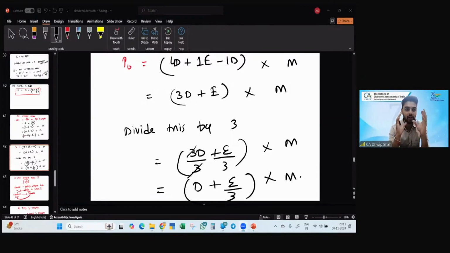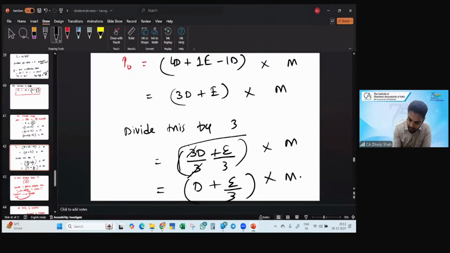The ultimate logic of Graham and Dodd is that more weightage should be given to dividend than retained earnings. Why? Because investors are more interested in getting the dividends today rather than retained earnings, rather than getting paid once in a while. Both sides means which both sides? I'm just dividing the 3 by this part.